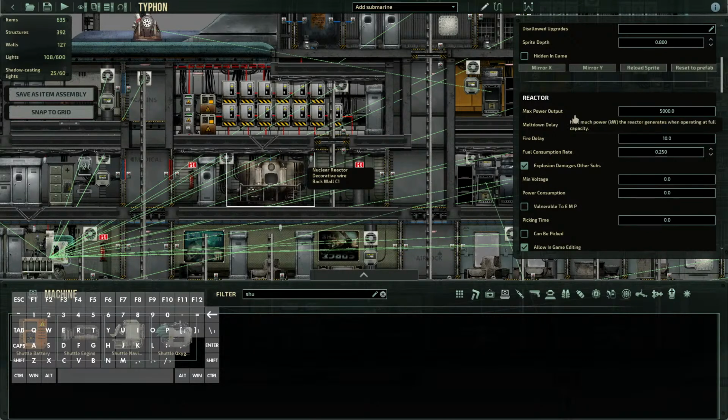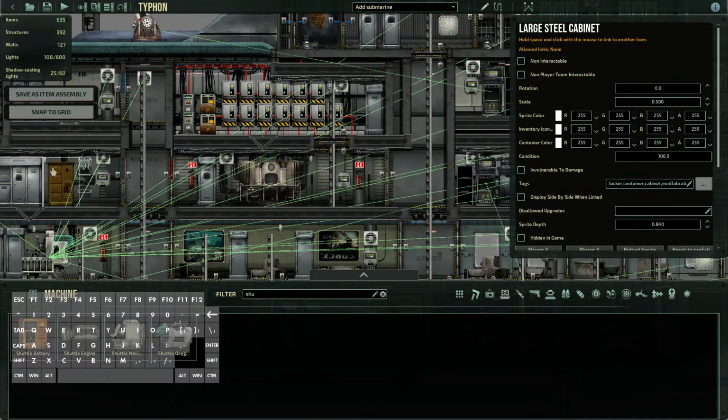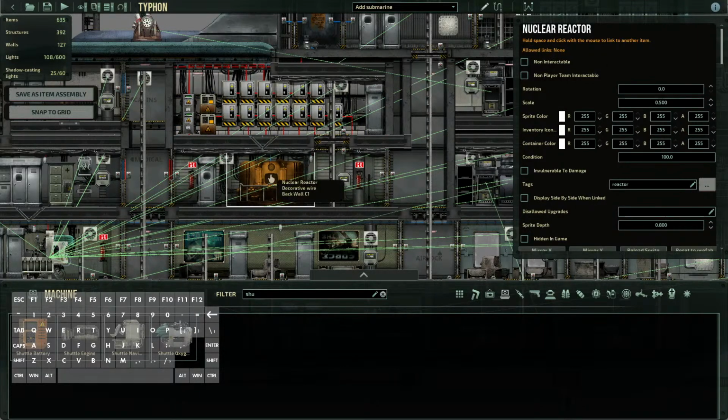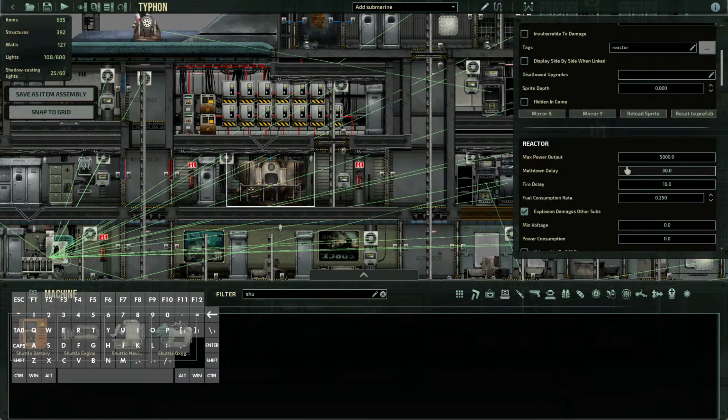But the point is that each sub has most of the things around vanilla subs, like the Typhon and the Winter Halter and this R29 or whatever. They share these things, all have the original properties that you get by default. However, the reactors are all relatively different in terms of power output, in terms of meltdown delay. Most of them have 0.2 for a fuel consumption rate. 0.25 is relatively high. I think one of the highest is 0.3, but most of them is 0.2.